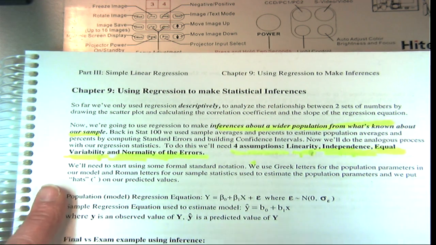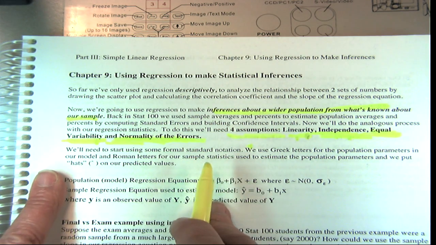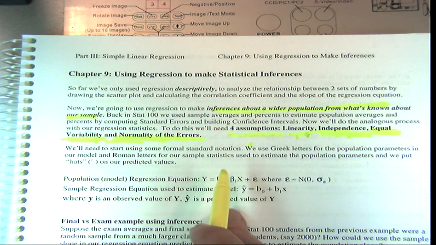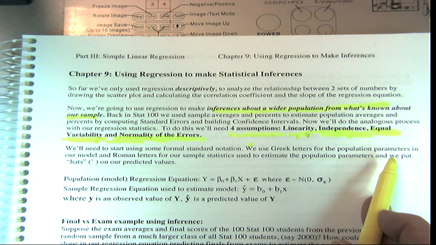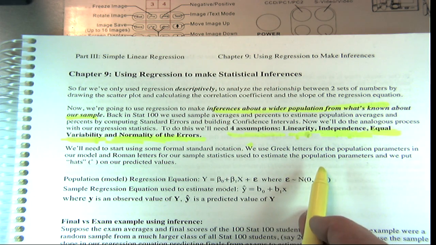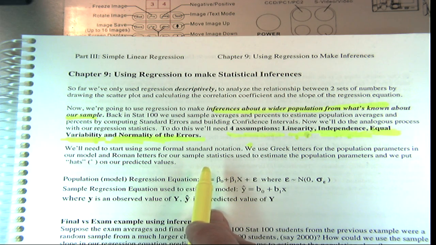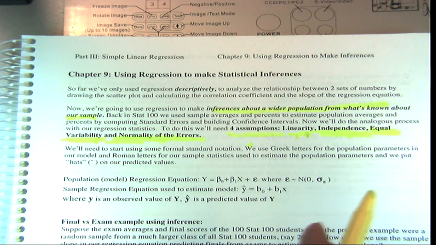All right, so things are going to get more complicated, so let's just start using some formal notation here so we can distinguish our sample slope from our estimated ideal population slope, etc. Now remember, we use these Greek letters for the population parameters, in this ideal model that we're building, and we use the Roman letters for the sample statistics. Okay? And we use those sample stats to estimate population parameters. And then we put something called a hat, like on our predicted values.